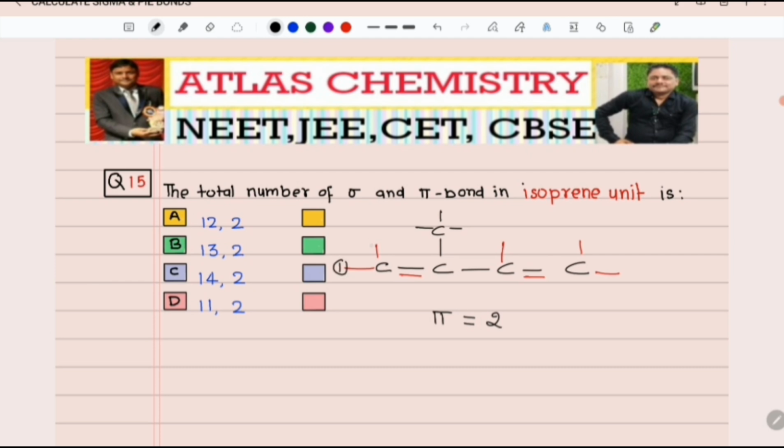So here is 1 sigma bond, 2 sigma bond, 3 sigma, 4, 5, 6 and 7. Here is 8, 9, 10, 11 and 12 sigma bond. So sigma bond is 12. So it has 12 sigma bonds and 2 pi bonds. So option A is the correct option for isoprene unit.